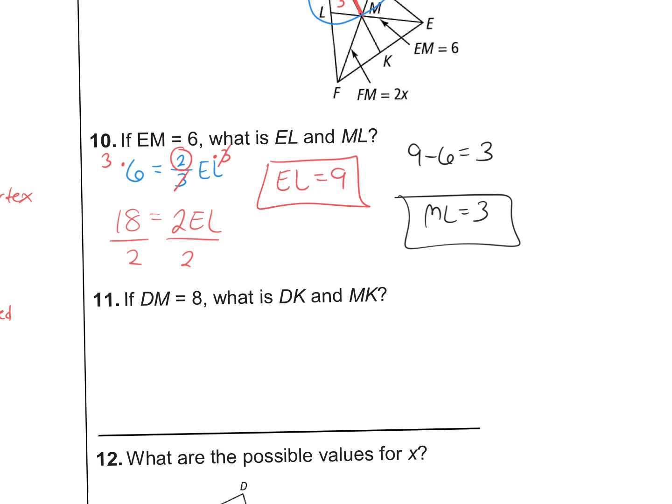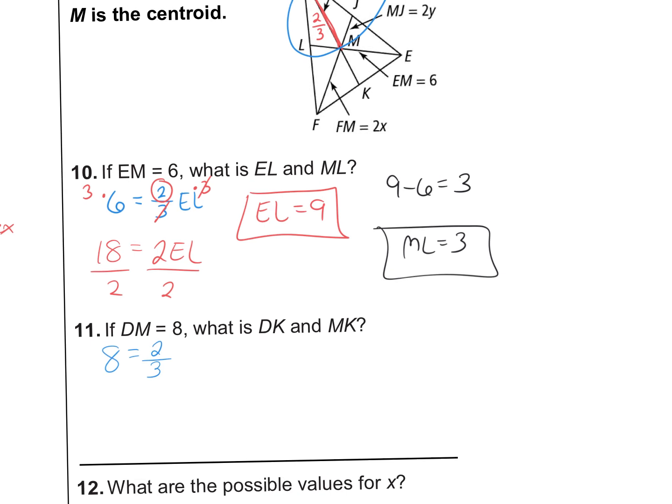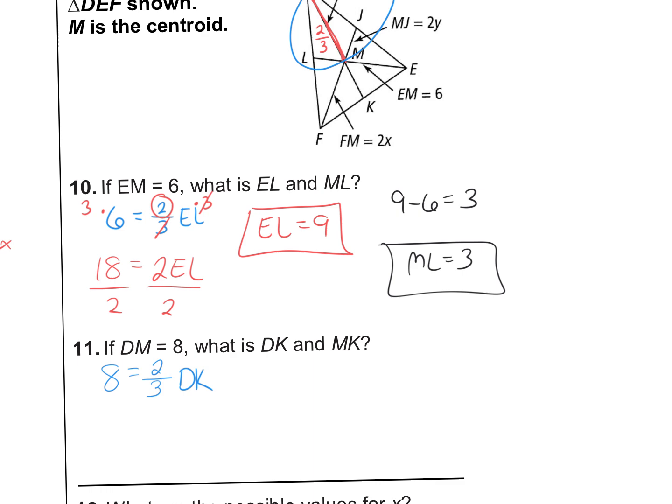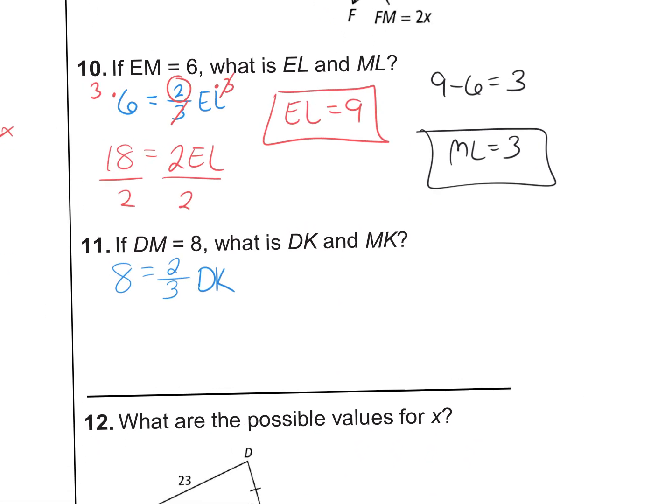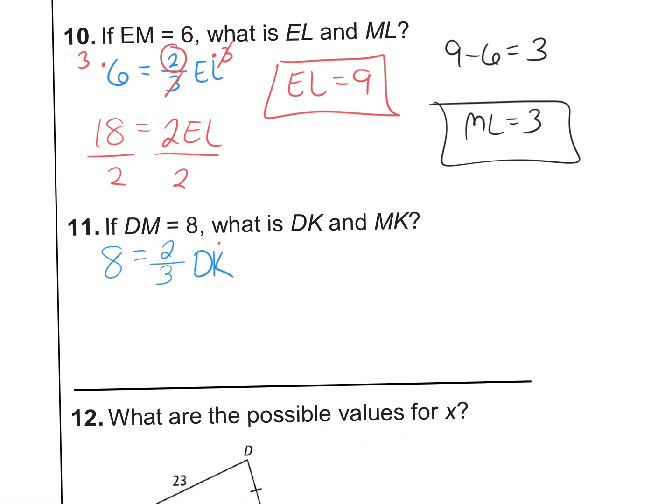We know, yep, go for it. 2/3 of what? Yep, why are we picking DK? Because that's the whole thing. How do I solve that for DK? Yep. Again, 3 times 8 is 24. What cancels out on the fraction? 3. Yep, so we're still left with 2 DK. What do I do from here? Divide by 2. DK equals 12.